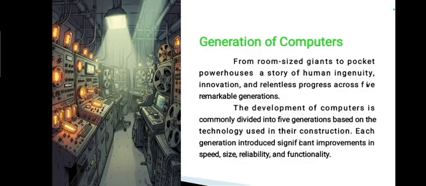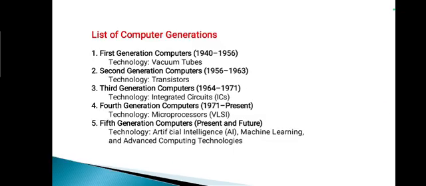This presentation is about generations of computers. What is a generation? The development of computers is commonly divided into 5 generations based on the technology used in their construction. Each generation introduced significant improvements in speed, size, reliability, and functionality. From room-sized giants to pocket-sized devices, it is a story of human ingenuity, innovation, and relentless progress across 5 remarkable generations.